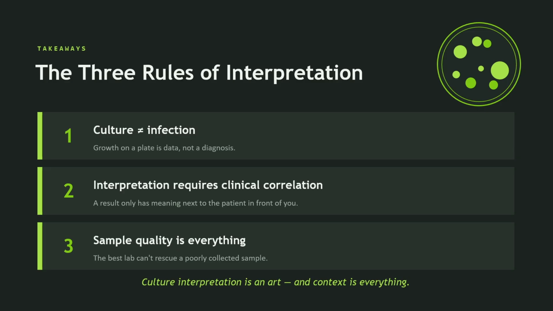Let's bring it together. 3 things to carry with you out of this talk. First, culture does not equal infection. Growth on a plate is data, not a diagnosis. Second, interpretation requires clinical correlation. The result only has meaning next to the patient in front of you. And third, sample quality is everything. The best lab in the world can't rescue a poorly collected sample. Culture interpretation really is an art as much as a science, and context is everything. Treat every report as a question to be answered, not an answer to be obeyed.